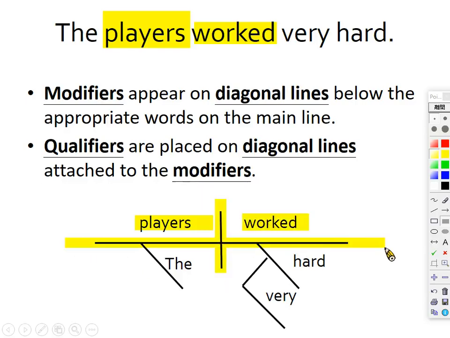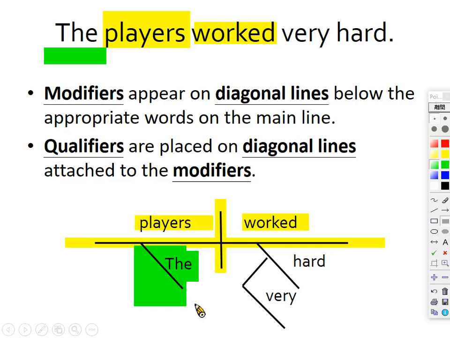However, other than the yellow highlighted part, we also notice there are some other words used as modifiers. For example, the is used to modify players, right? So you put the under the players with a diagonal line. This refers to a modifier. The is used to modify players.